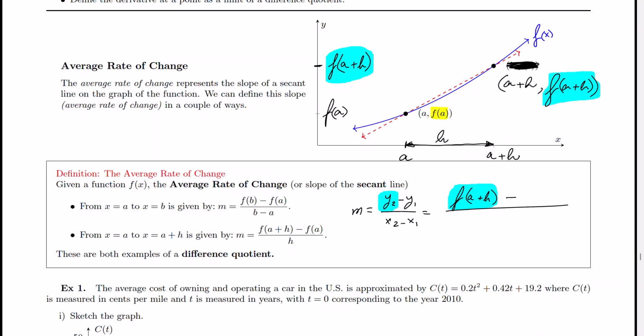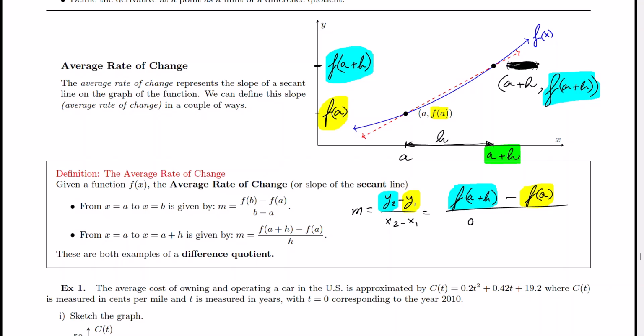Its y-coordinate is f of a. So I need to put that next in the numerator in order to get the slope of the line. So f of a goes next. And on the denominator, it's x2 minus x1. So what exactly is x2? It's that number right there.